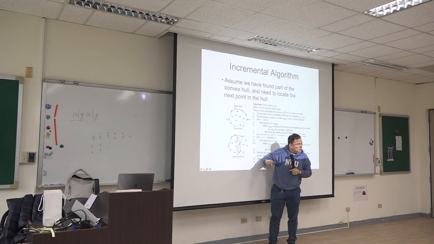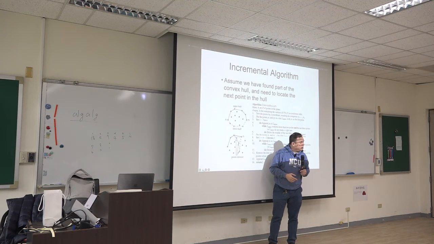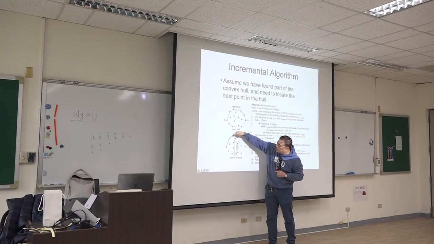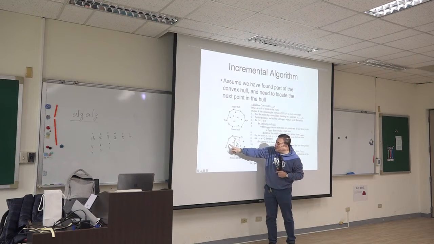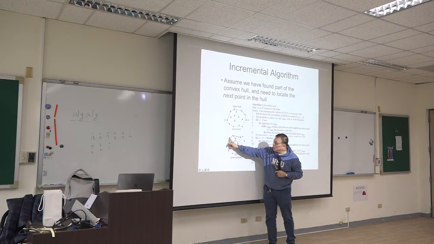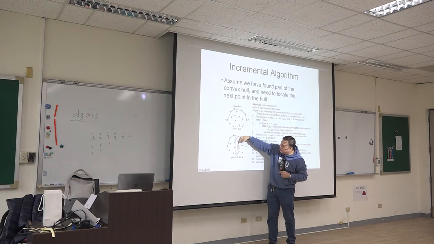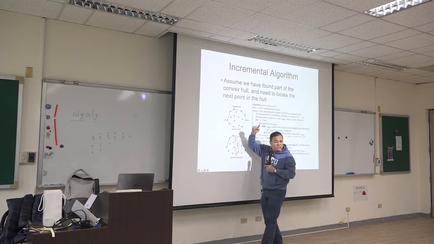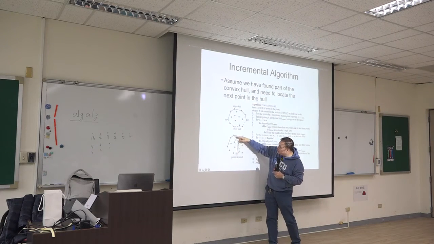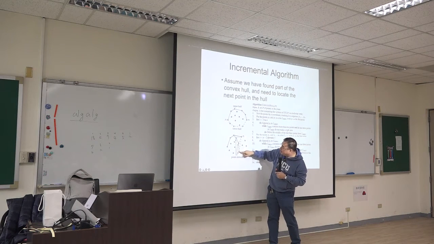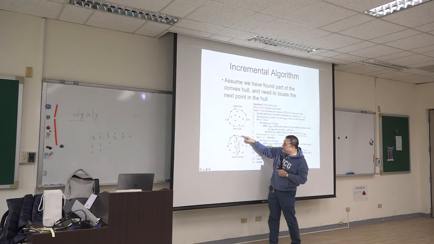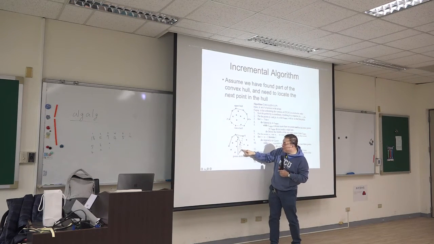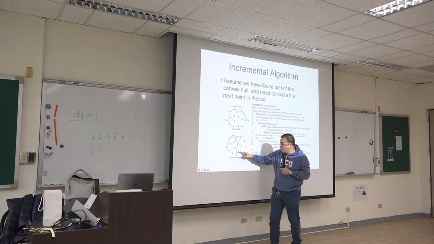So what is the property for them to be on the convex hull? Why do I say they are okay before you see this point? Because we are making the right turn, right? When you drive a car on the highway, you make a right turn here, a right turn here, a right turn here. If you keep making right turns, that's fine. But if the next point is this one, you are making a left turn. When you are making a left turn, this point is not allowed. You should remove this point.